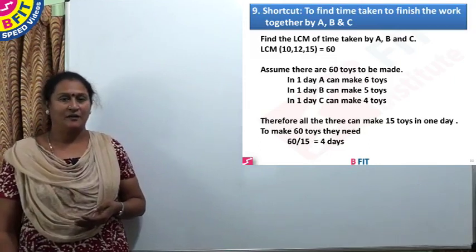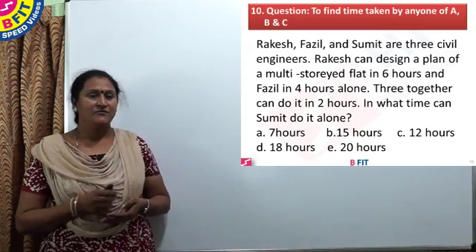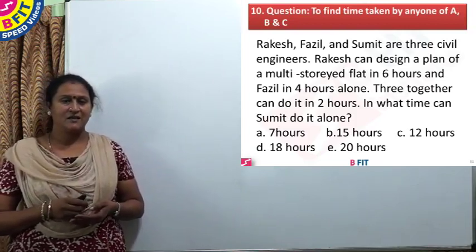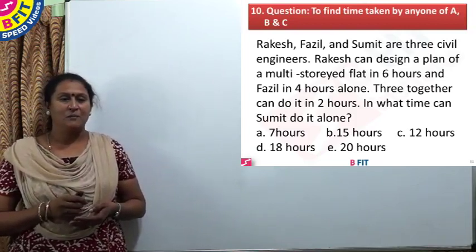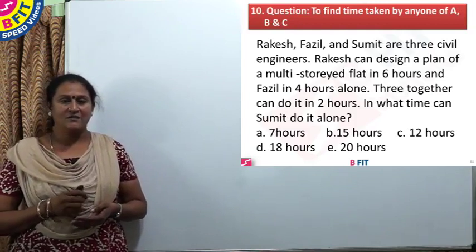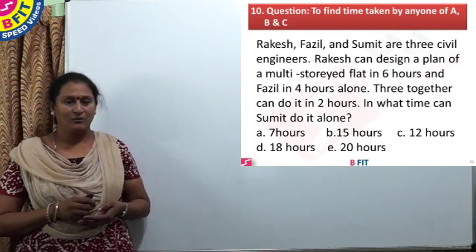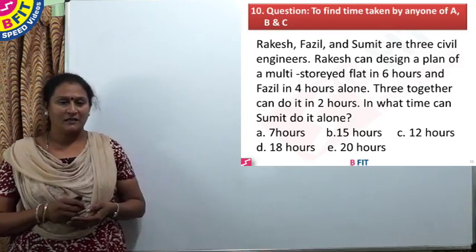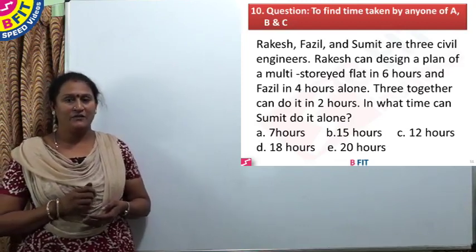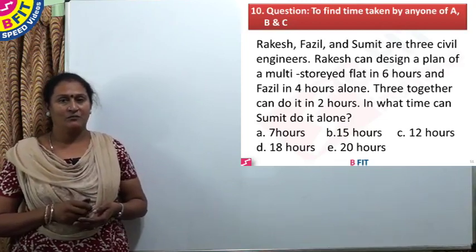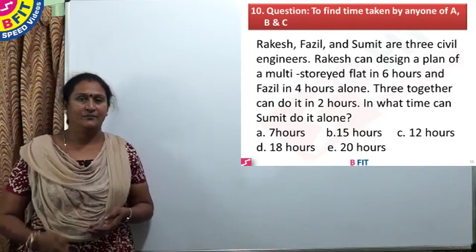Question number 10. Rakesh, Fazil and Sumit are 3 civil engineers. Rakesh can design a plan of a multi-storied flat in 6 hours and Fazil in 4 hours working alone. All the 3 together can do it in 2 hours. In what time can Sumit do it alone? So we'll see the working.